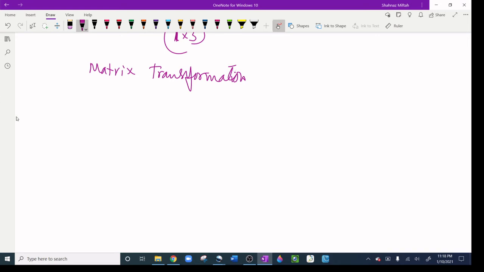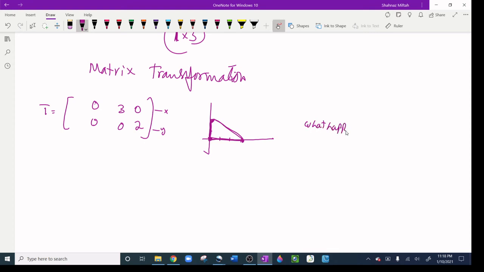So for example, I have a T matrix: 0, 3, 0, 0, 0, 2. The question is asking, I'm going to draw a triangle because this is a triangle. This is X and that's Y, remember that. So the points are 0, 0, 3, 0, and 0, 2. That's my triangle from this matrix. The question is asking, see what happens to the triangle vertices when multiplied by the given matrix.